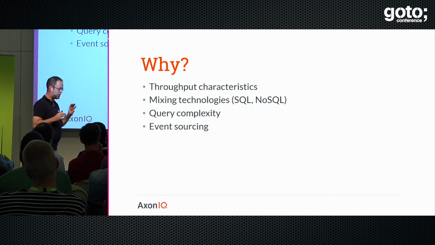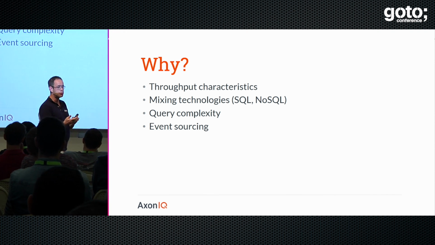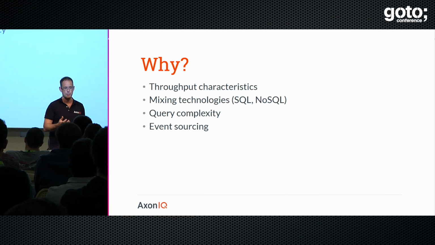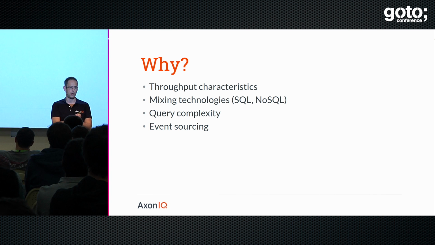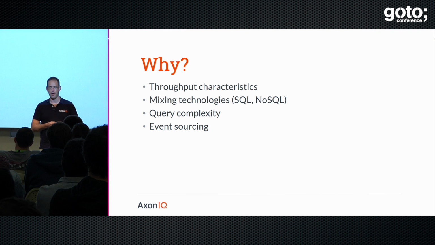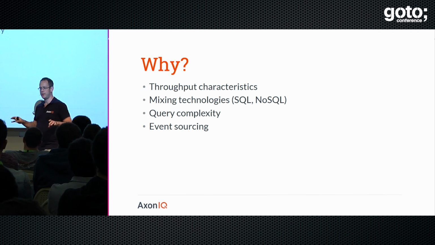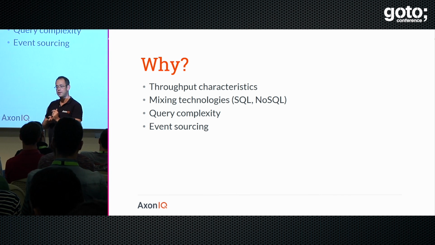Well, there are many technical reasons. One of them is, for instance, that the throughput characteristics may be totally different on those 2 sides. If we consider again the Webshop example, then changes in your product catalog happen quite infrequently compared to the number of times that this product catalog is actually being accessed by consumers. So you may wish to optimize for those 2 things in a very different way.